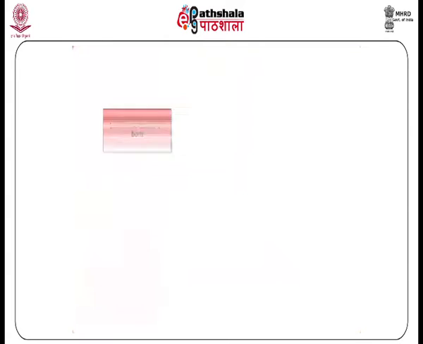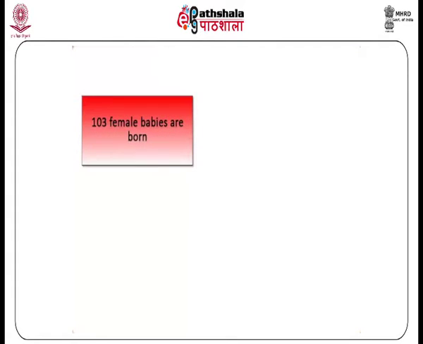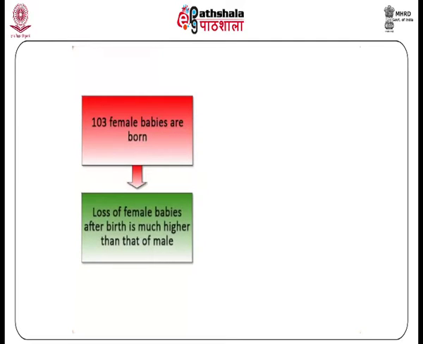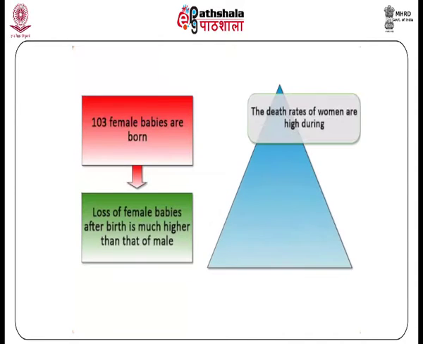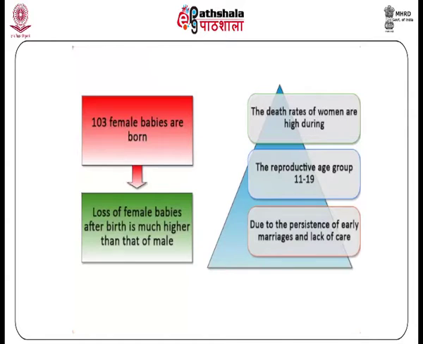In India, 103 female babies are born for every 100 male babies, and loss of female babies after birth is much higher than that of male. The death rates of women are high during the reproductive age group 11 to 19 due to the persistence of early marriages and lack of care.